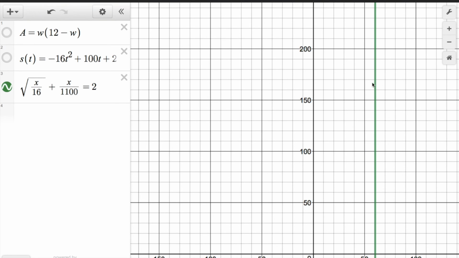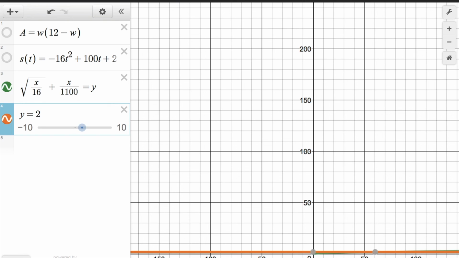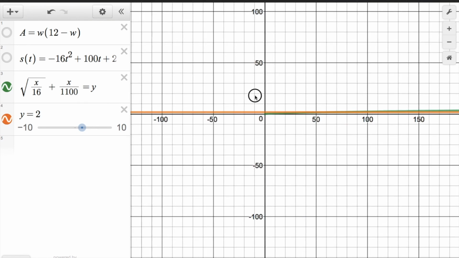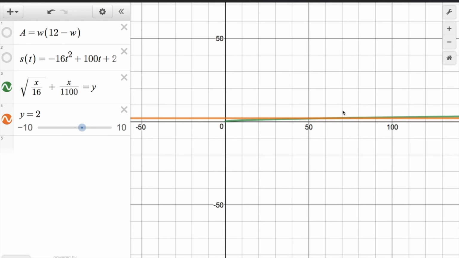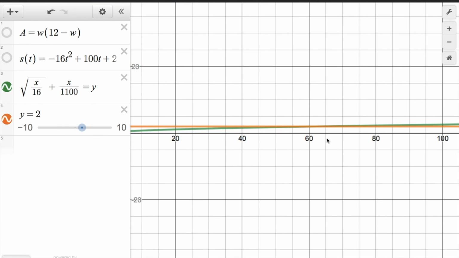Is this really a solid green line? What's the value of this green line? It's not telling us. So why don't we change this to y and let y equal 2? Because that's the value that we want y to be. We want to know where this curve is going to intersect. When is it going to have a value of 2?